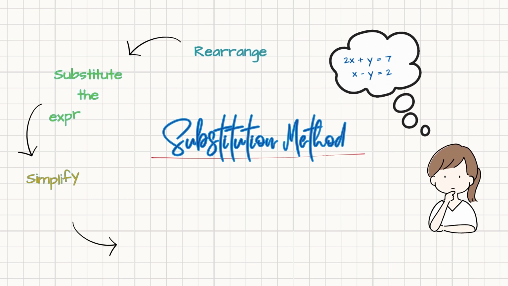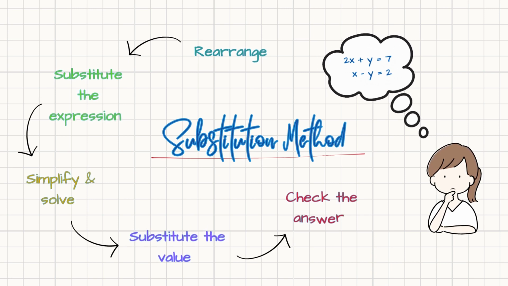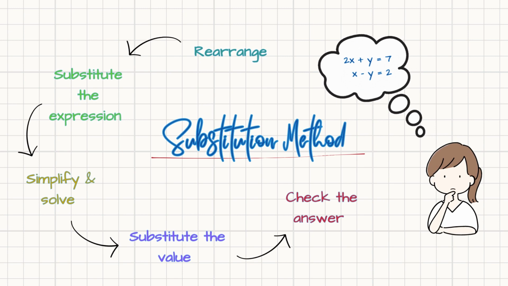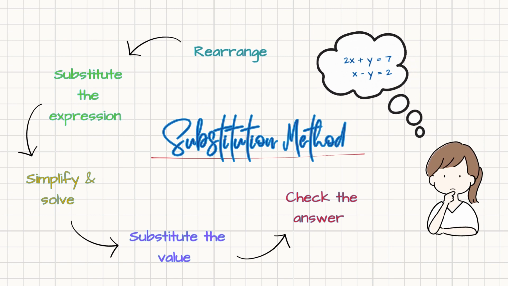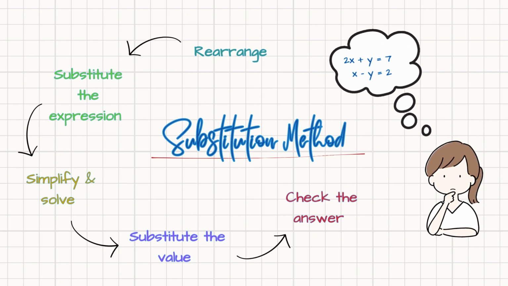The substitution method is a very useful method for solving simultaneous equations, especially when one of the variables can be easily isolated in one of the equations. It may seem a bit confusing at first, but with practice you will get the hang of it.